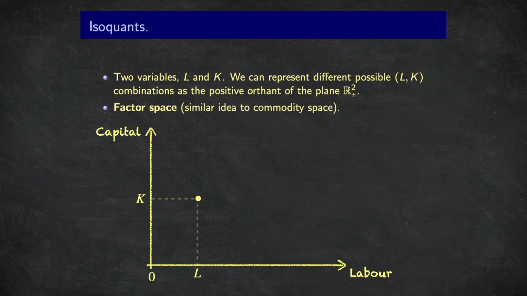And to represent this diagrammatically, here I've produced a diagram with labour on the horizontal axis and capital on the vertical axis. So all of the different combinations of labour and capital that are possible are represented by the non-negative orthant of the plane. Here I've picked a particular point in this space, and this is a two-dimensional point. It has L units of labour and K units of capital.